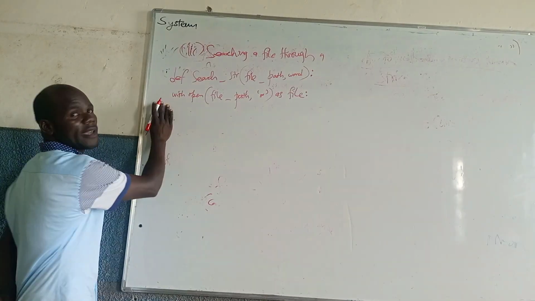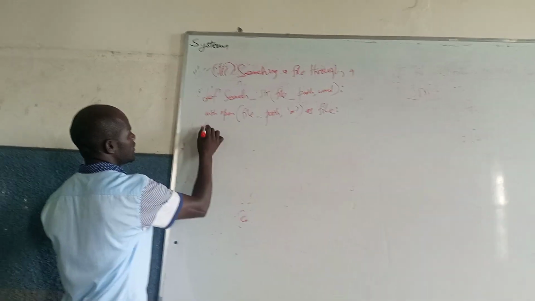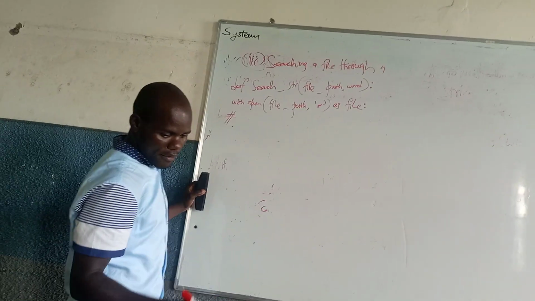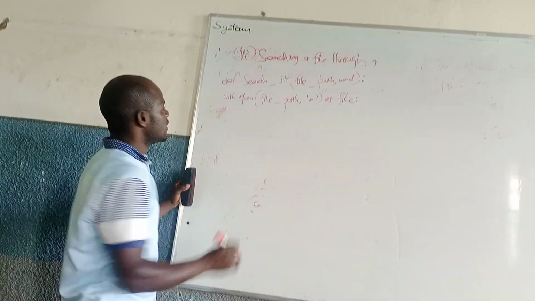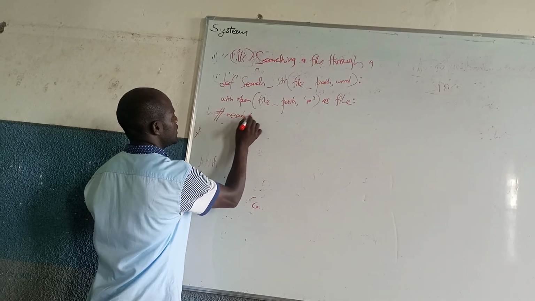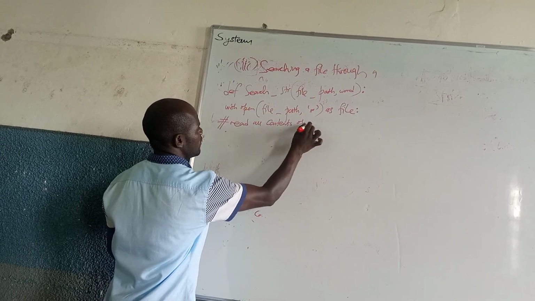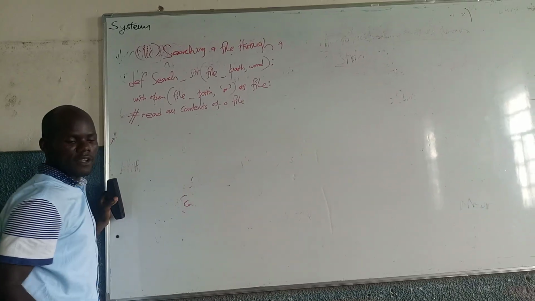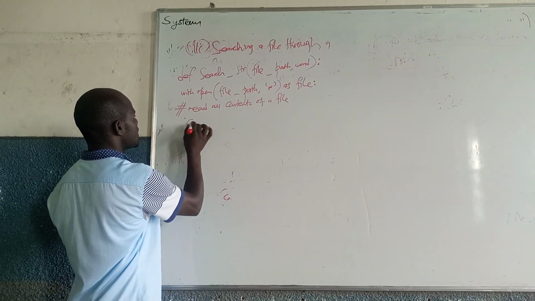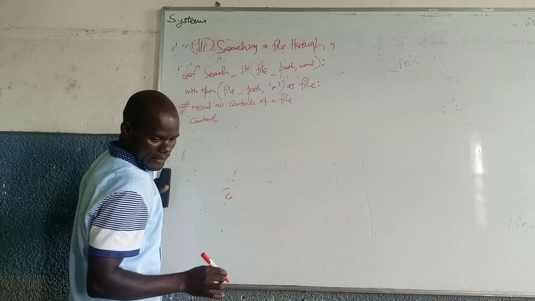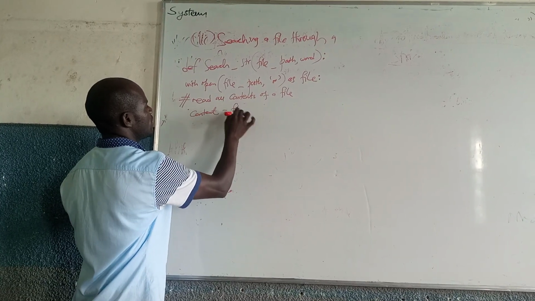Then you write a comment. I think you know how to write a comment: hash, and you say read all contents of a file. Then on the new line we say content is equal to file.read.